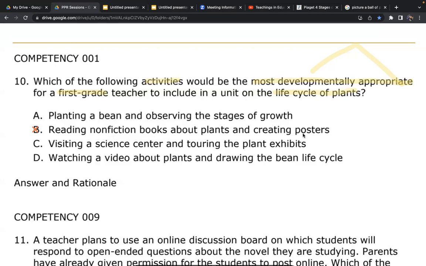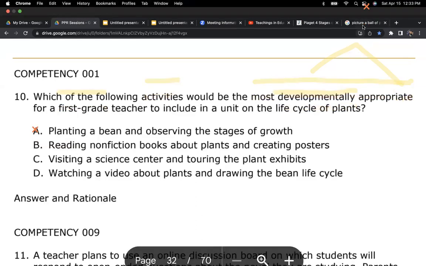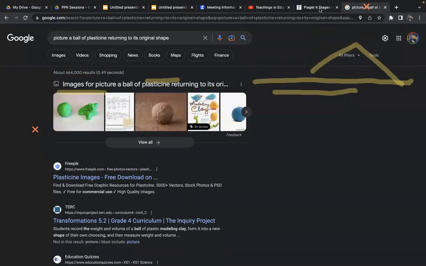D is not the answer. Yeah, why can we eliminate D? Why is D not the most? If it's most, that means they might have given us more than one appropriate response. Because they can learn about a video and drawing a bean life cycle, but it's not the most appropriate. Right, it's not going to resonate most. It doesn't go with how kids learn in a particular age group, like we just read. And they won't sit still for that video. It's first grade. Yes. Oops, that's not it.